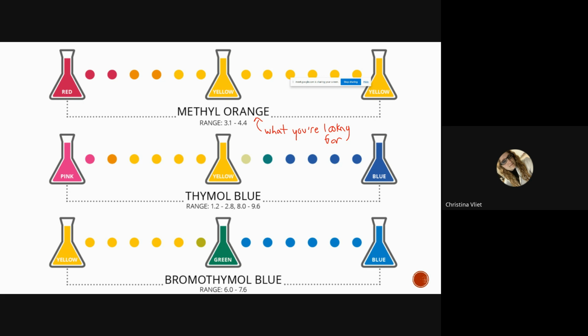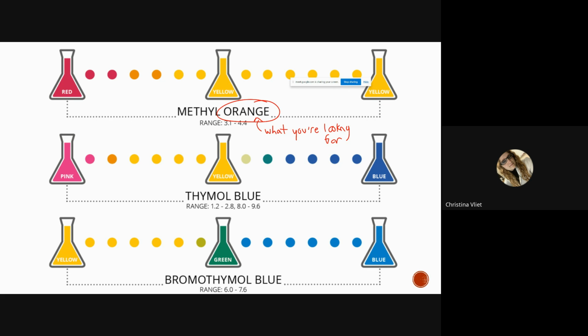You're going to be going this direction because what you're going to be adding the indicator to is a base solution. So you're going to start with yellow and you're going to end with red. But if you get red, that means you went too far. The actual color you're looking for, and that's why this is an excellent indicator to work with, it literally tells you what you're looking for in the name of the indicator. So which color would you want? Orange. The color is going to be orange.